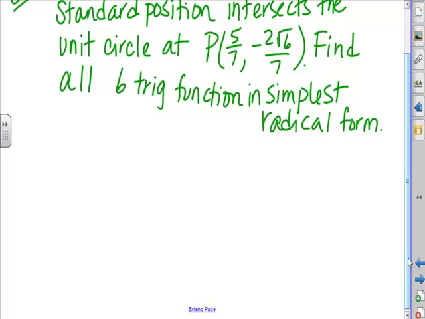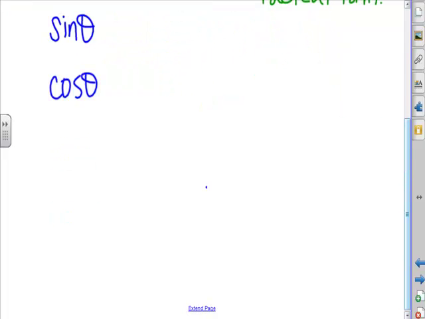So, personally, I like to set myself up with something that feels comfortable. I'm going to do it the way I usually think. I look at my calculator: the sine of theta, the cosine of theta, giving myself a little more space here, and the tangent of theta.